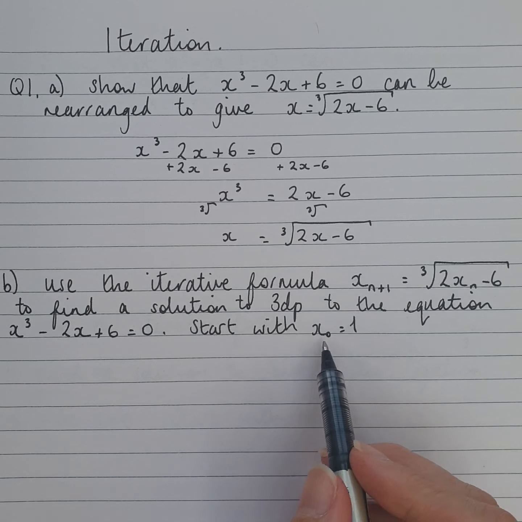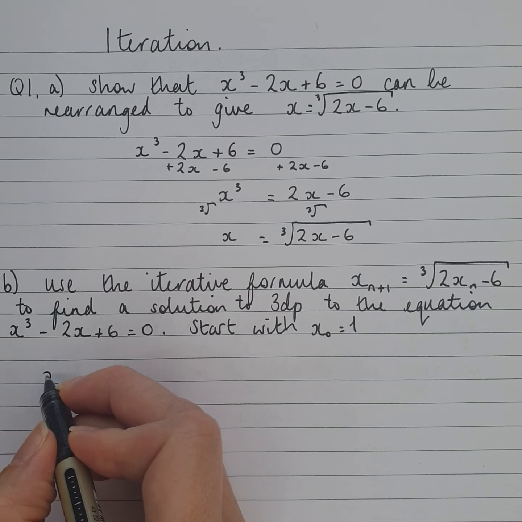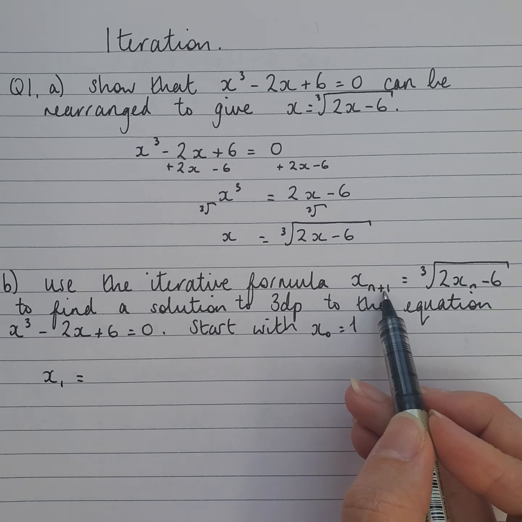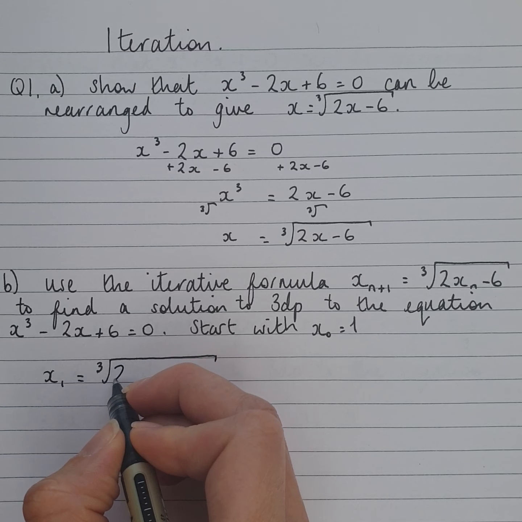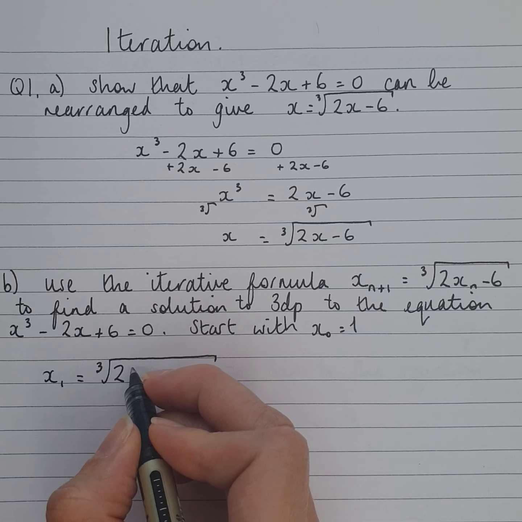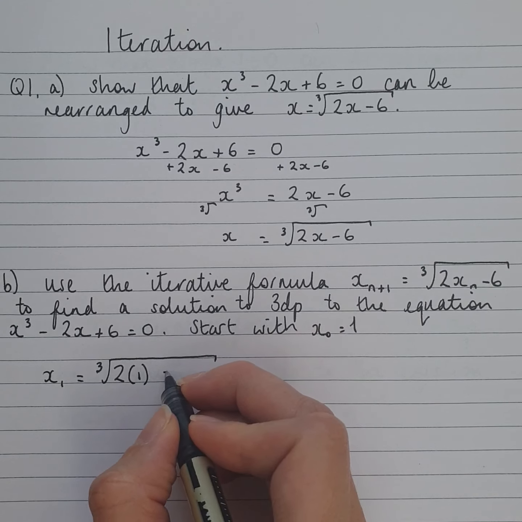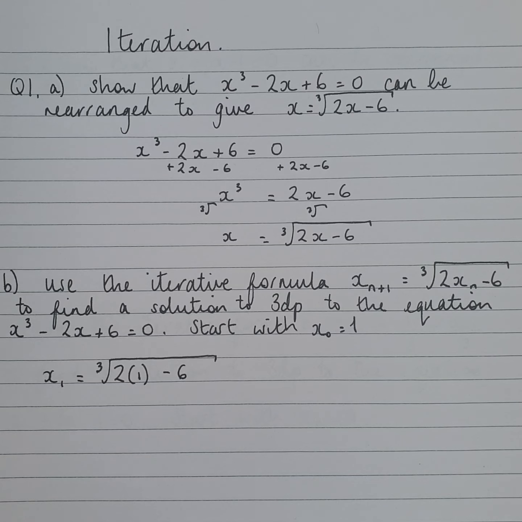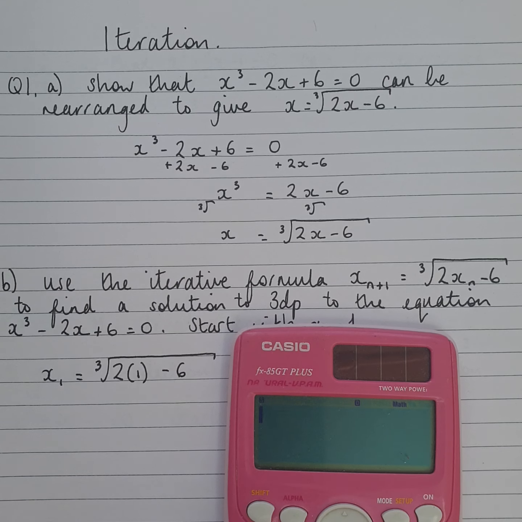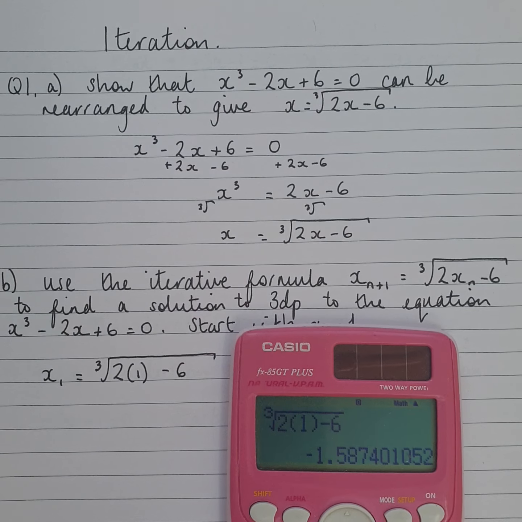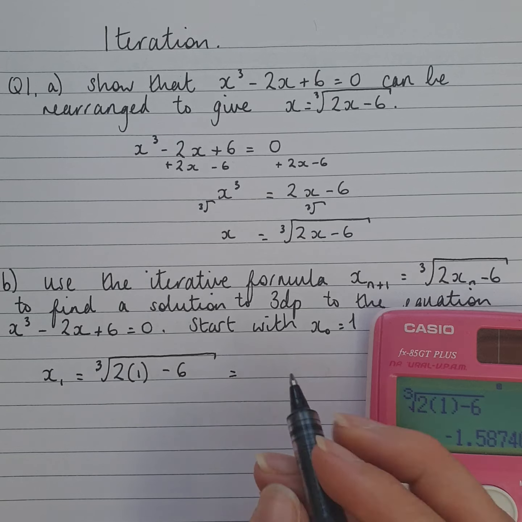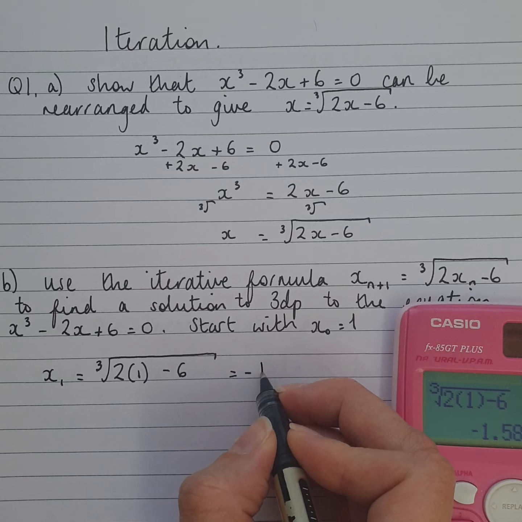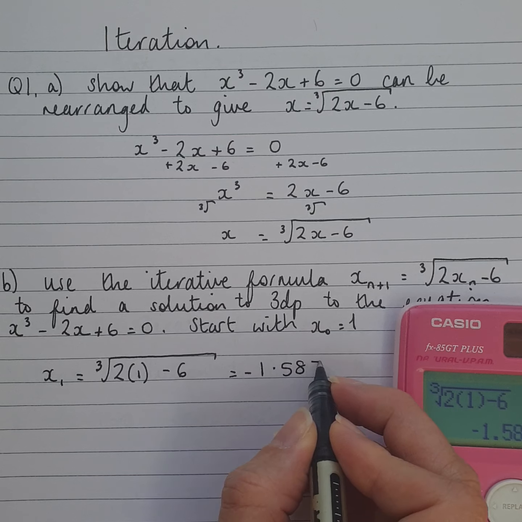Okay, so we're told that x0 is 1. So that means that x1, so the next one, is the cube root of 2 lots of x0, so the one before it, which we're told is 1, take away 6. So using our calculator, okay, so I would always write out a few more decimal places than you need to start with. So negative 1.5874.